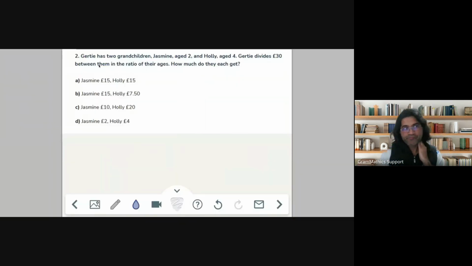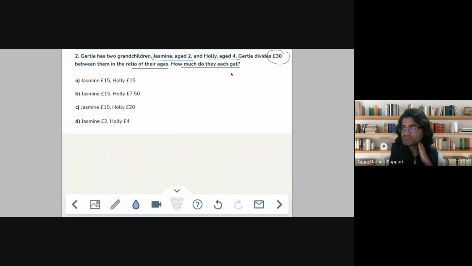So Gertie has 2 grandchildren, Jasmine, aged 2, and Holly, aged 4. And Gertie divides 30 pounds between them in the ratio of their ages. So being elder helps here, you get more money. Gertie divides 30 between them in the ratio of their ages. How much do they get?